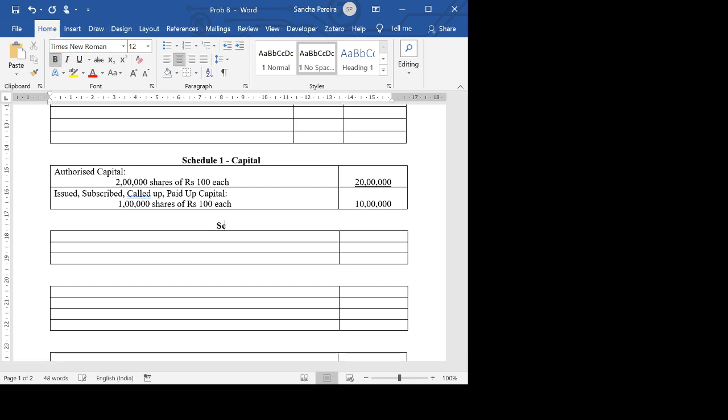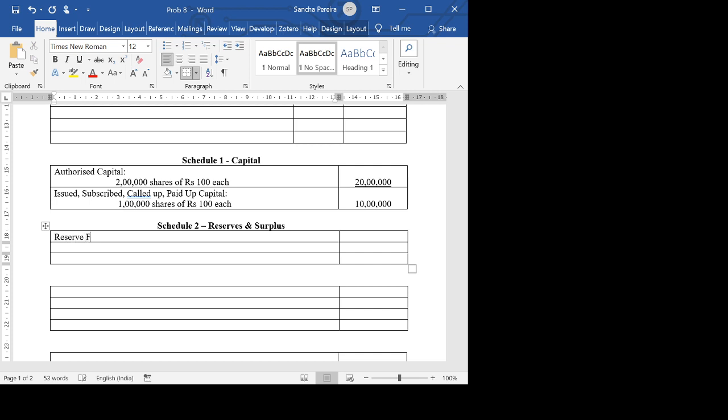Then we move on to schedule 2, which is reserves and surplus. Okay, we have the funds here. When they say reserve fund, it's assumed that it is the statutory reserve fund. So that will always be the first item. I forgot to tell you this yesterday. When they say reserve fund, it's a statutory reserve. So reserve fund will be first. The amount given to us there is 15 lakhs.